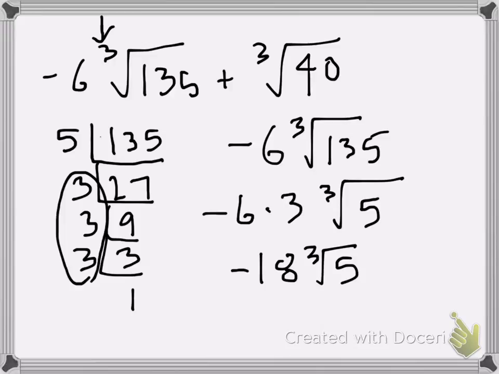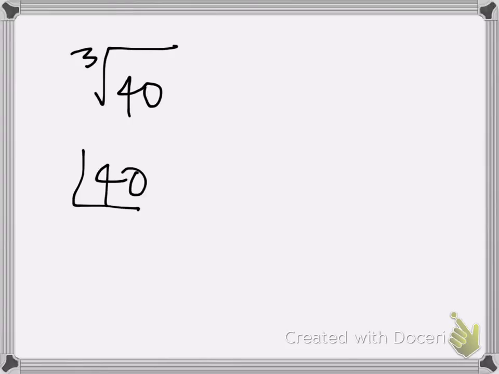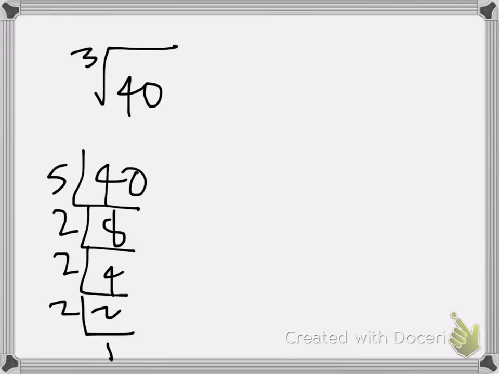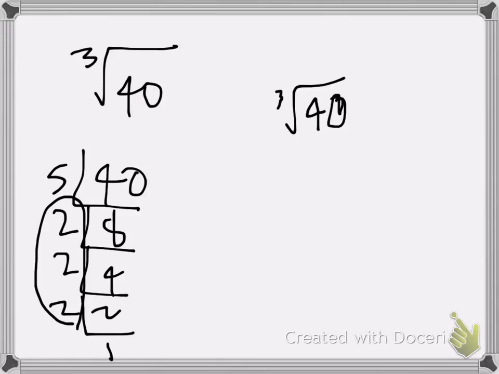Okay? Next, we're going to look at the cube root of 40, and we're going to do the same thing. I'll take my 40 and break it down. That's 5 times 8, which is 2 times 4, which is 2 times 2, which is 2 times 1. And again, I'm doing a cube root, so I'm looking for groups of 3 of the same factors. So there's 3 2's, so the cube root of 40 is going to let me pull a 2 out, since I have that group of 3 2's. Got to leave the 5 in because that 5 didn't group. So we get 2 cube roots of 5 when we simplify that.